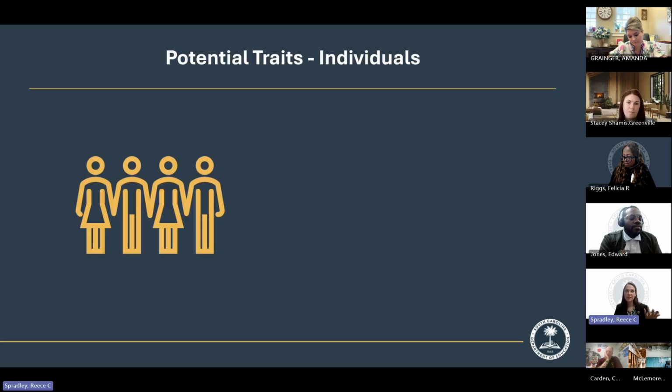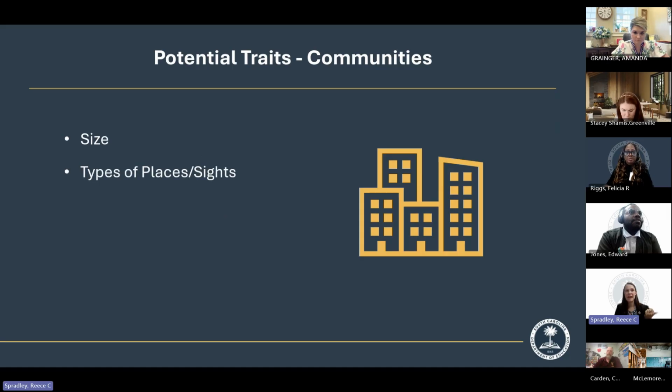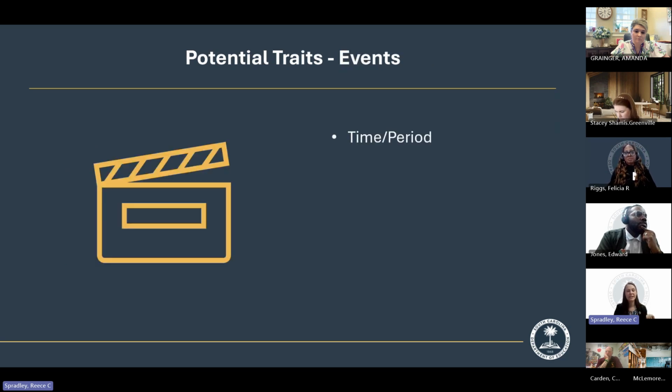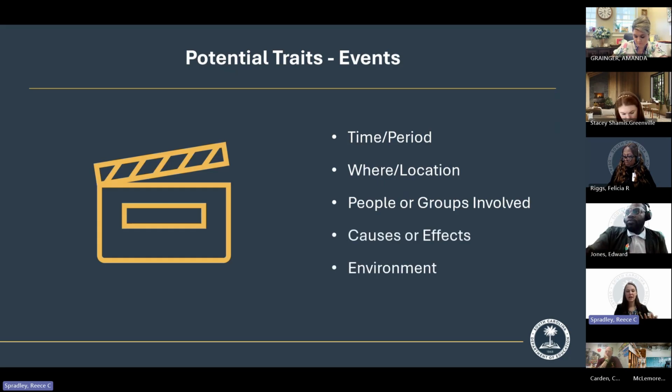So really quickly, some examples. These are some things that you may have noted. Things like hair color, eyes, your hometown, your background, pets you have, and your favorite things. Communities, things like size, types of places and sites. What does it look like? Types of transportation that are common there. What kind of jobs do people have? What is the environment like? So some of those physical characteristics of place. And then for events, when you're looking at 2nd grade, looking at things like time period, where, your location, people or groups that are involved, causes and effects, and environment. So again, starting to pick out those very small characteristics and really just identifying all of the little pieces.